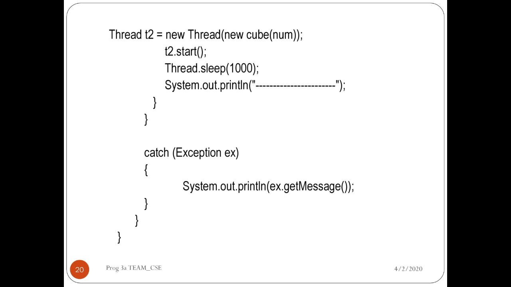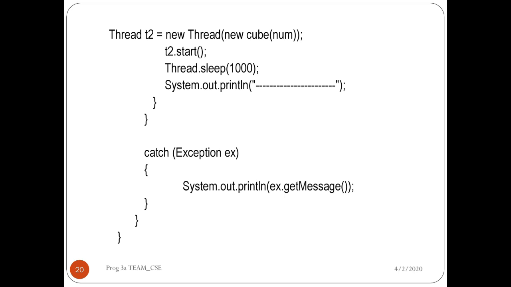Next, again we are using Thread.sleep(1000), which indicates that the main thread will be in sleep mode for 1000 milliseconds, or 1 second. During that period the cube thread will be executed and the cube of a number will be displayed. Next, we will display the end of the message.